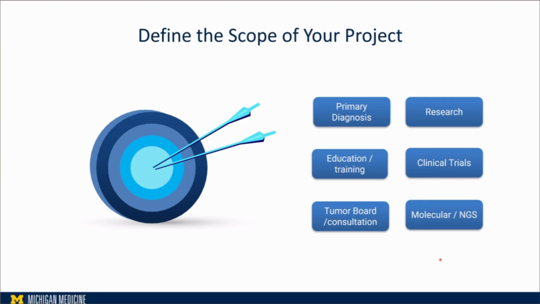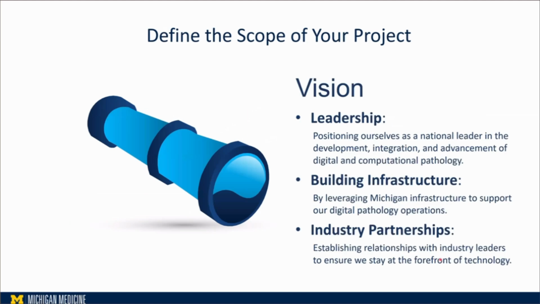And finally, you also need to take into account how you can involve molecular and NGS in this scope or project. The other thing that's also really important is to have a vision. I'm now sharing our vision from when we went into digital. Our vision from leadership is that we want to position ourselves as a national leader in development, integration, and advancement of digital and computational pathology.